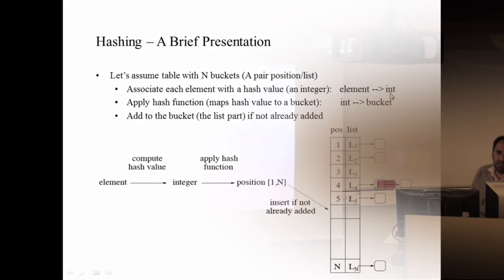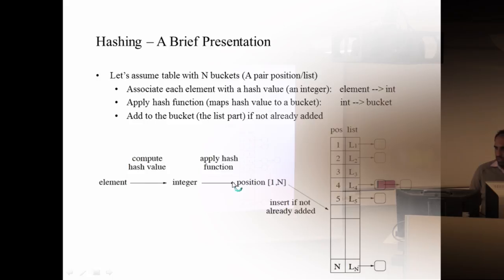Normally, if you have a perfect hash function, then for each different value you will get a different hash code. Then you apply your hash function, which means that you map the hash value to a bucket. Based on this integer value, if it returns 1, you put the value at position 1. If it returns the hash code value 5, you put the value at position 5.